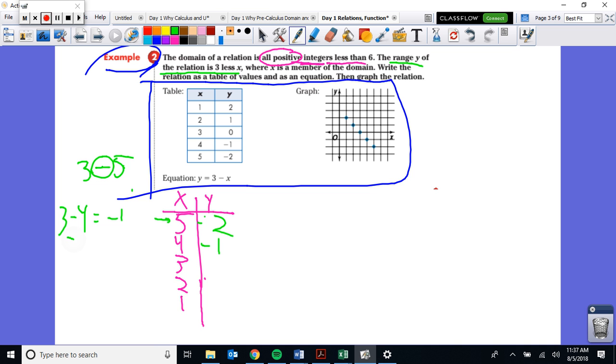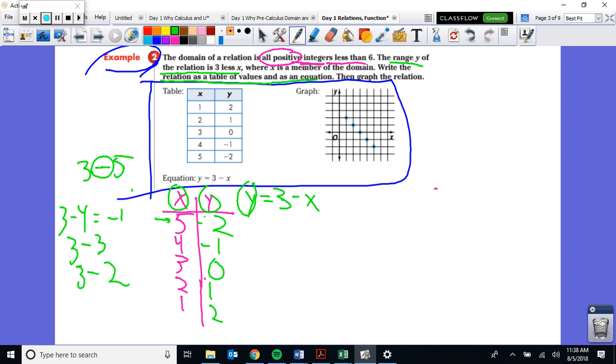I think we see the pattern. 3 less than 3 would be 0. 3 less than 2 would be 1, and then obviously this is 2 because I see the pattern going down. Got it. Okay, so we have the domain here is the x, and we got the range. Okay, what else does it have? Write the relation as a table of values. We just did that. And as an equation. So that's y equals 3 minus x. So the y values, the range, is 3 minus the domain.